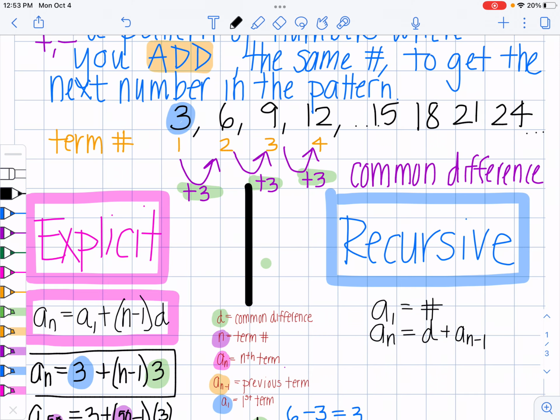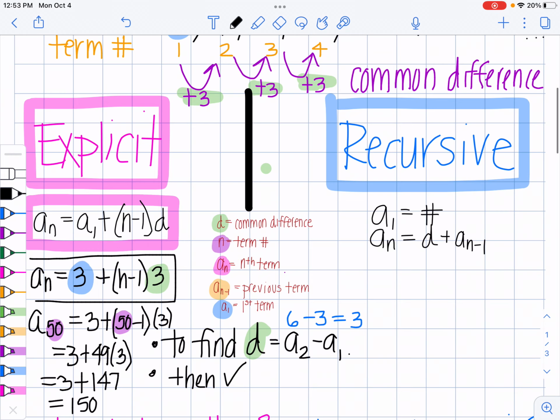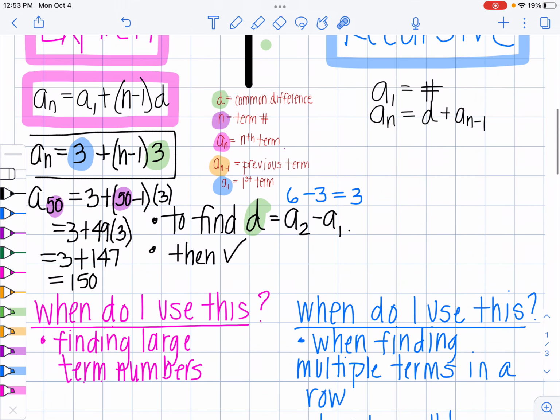You might say, well, sure, I could just say 3 times 50. Well, you could for this example, okay? But in general, how to use this formula, that's what you would do. We use the explicit formula when they're asking you to find large term numbers, or they want you to write a rule for the sequence that they've given you.